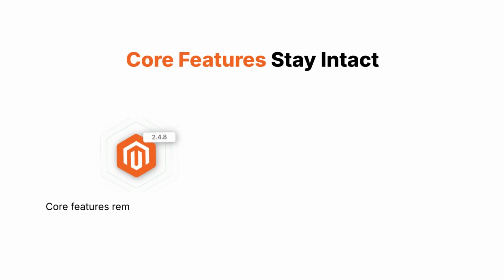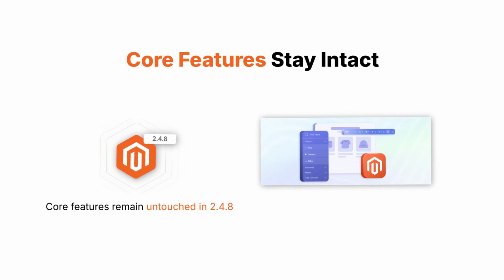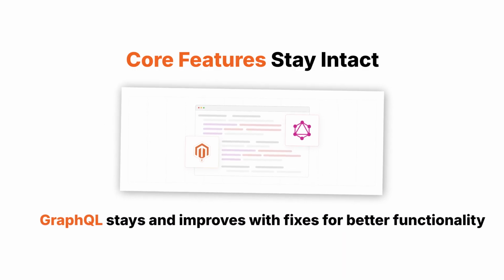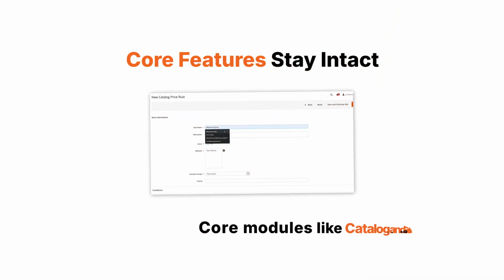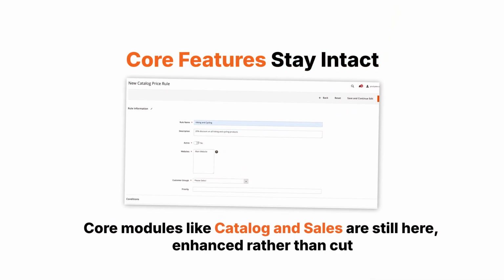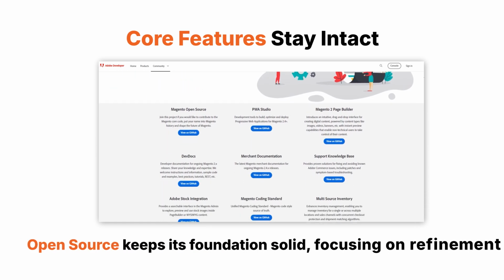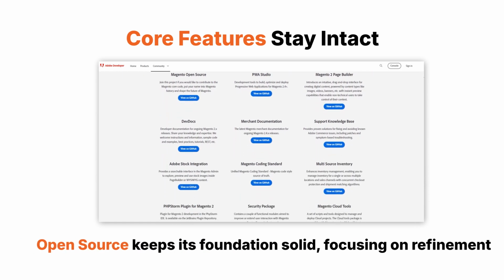Lastly, core features remain untouched in 2.4.8. Page Builder continues to be fully supported, maintaining your design capabilities. GraphQL stays and improves with fixes for better functionality. Core modules like Catalog and Sales are still here, enhanced rather than cut. Unlike Adobe Commerce's exclusive tools, Open Source keeps its foundation solid, focusing on refinement.